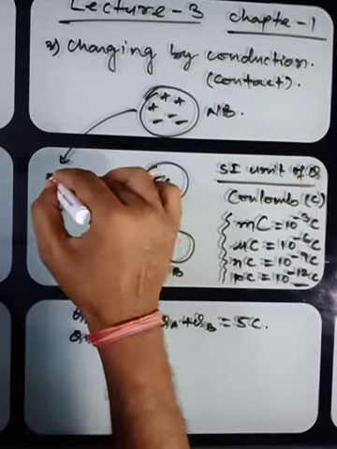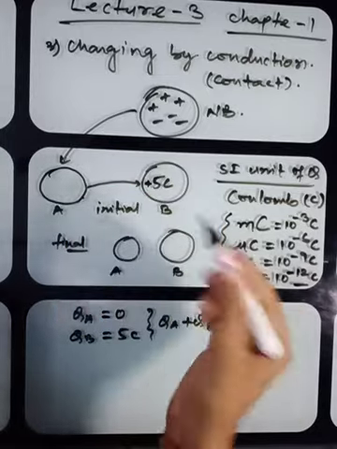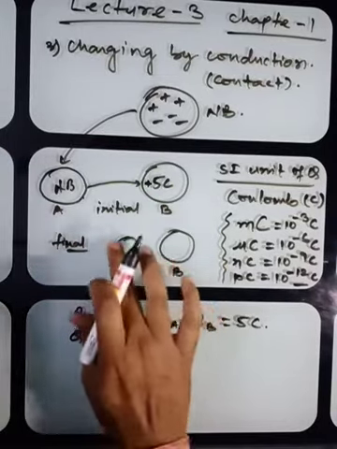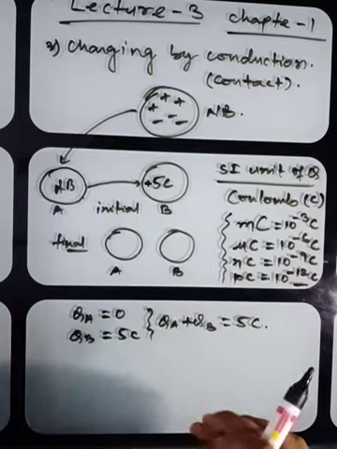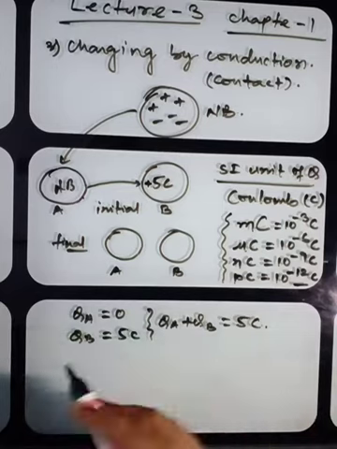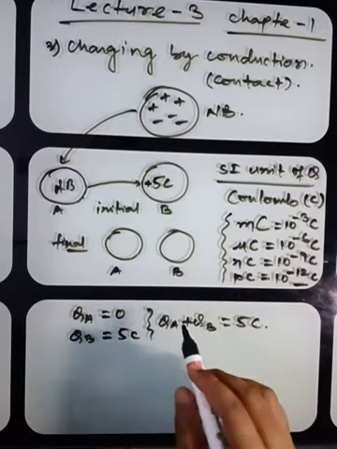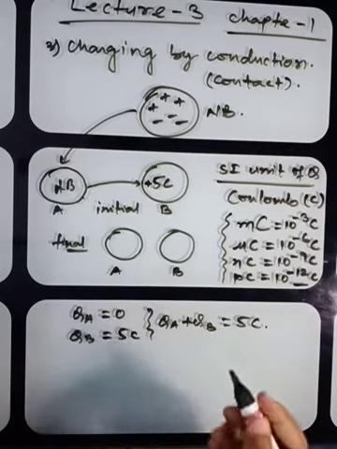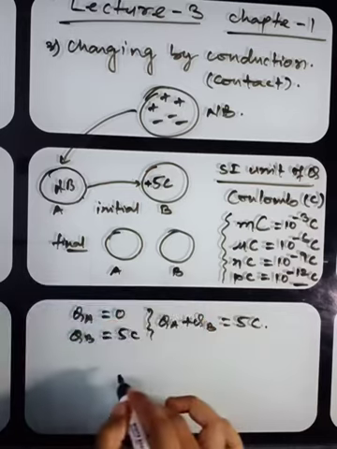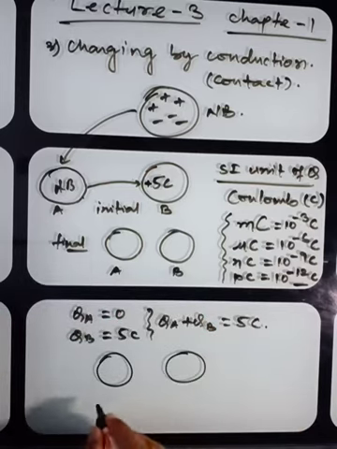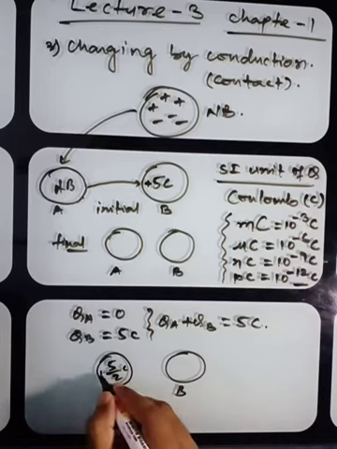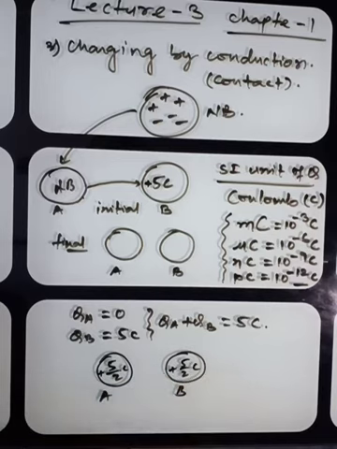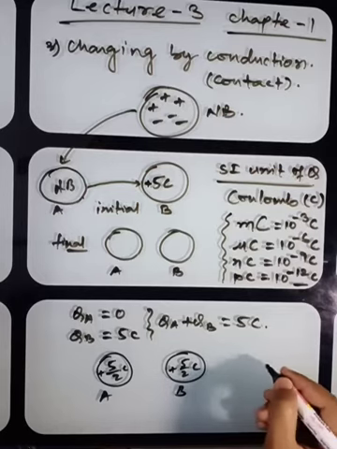So let me draw this body with the same dimension as A. This was the neutral body. Bodies A and B are of the same dimension. In detail, we will discuss in the next chapter what the charge distribution will be if the bodies have different dimensions. So both bodies have the same radius r. Now the total charge is 5 coulomb and this 5 coulomb will be equally distributed on both bodies A and B. So each will have 5 by 2 coulomb positive. In this way the charge will distribute.